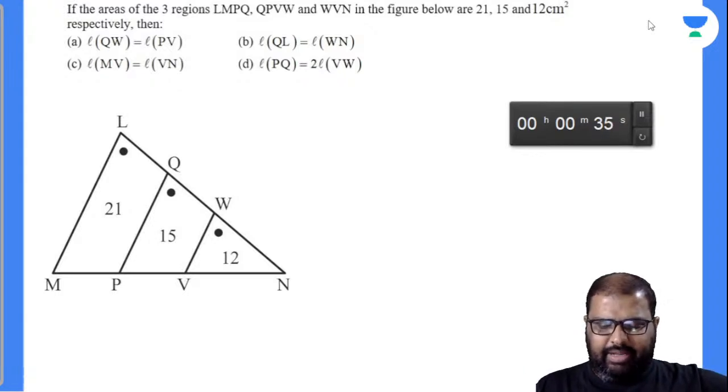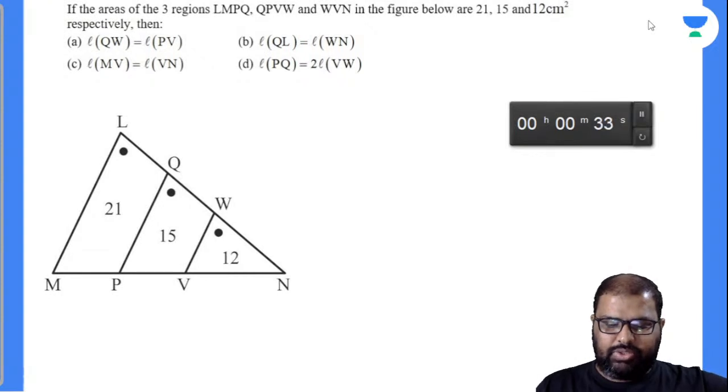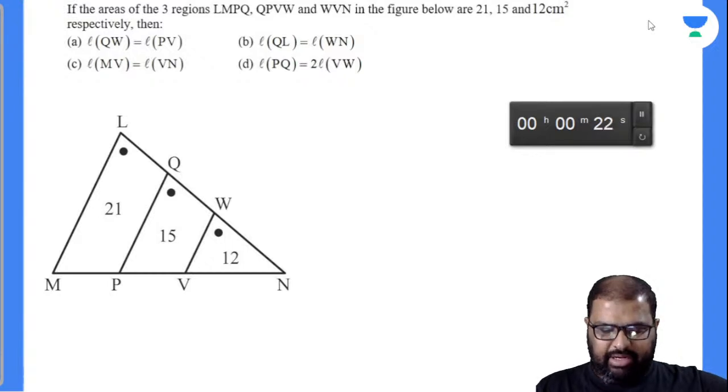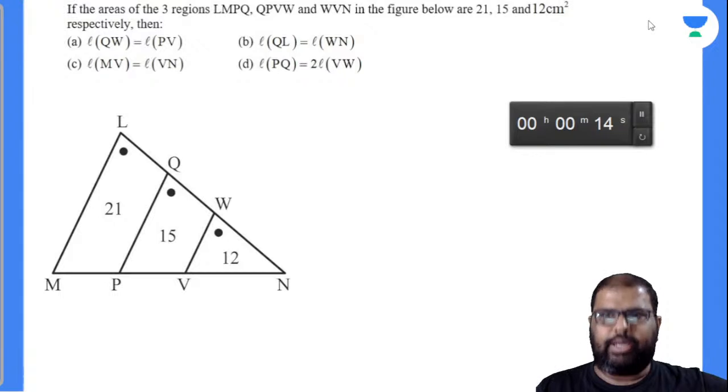Simple basic property will be helpful to solve this question very, very easily here. If the areas of the three regions LMPQ, QPVW, and WVN in the figure below are 21, 15, and 12 centimeter square respectively, then you're asked to find out what are these values to be satisfied. QWPV, QLWN, MVVN, PQVW, it seems.